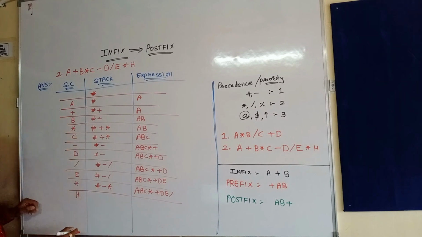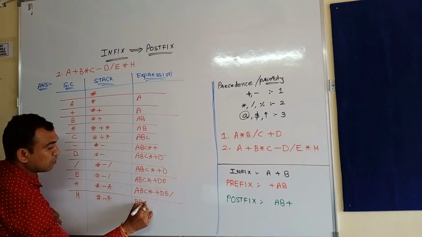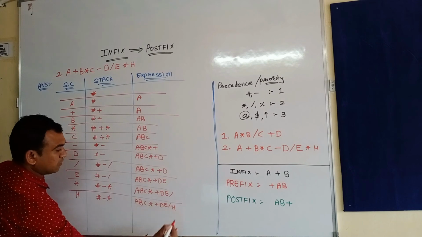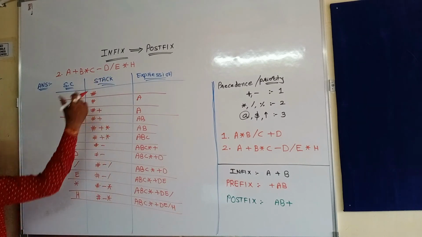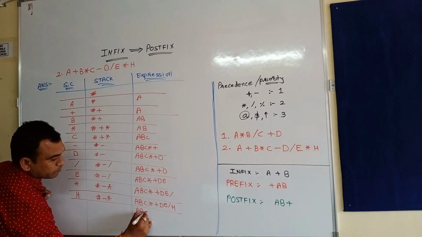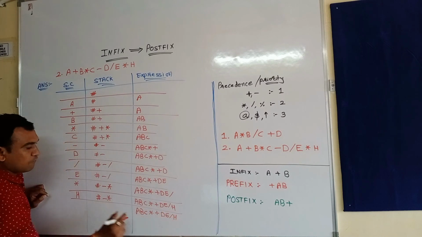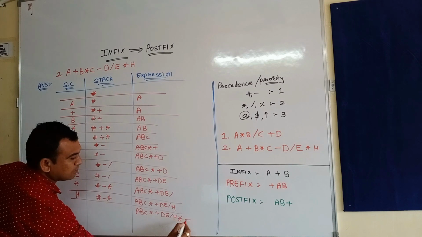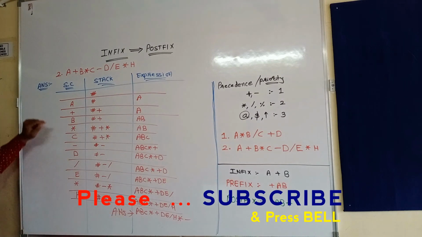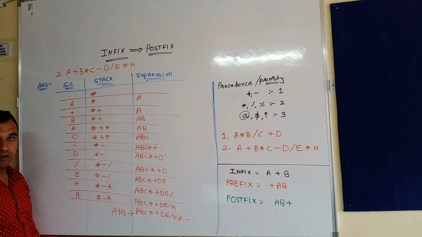Now we have H. Again, whenever an operand comes, we directly put it into the expression. So our expression is like this. After H we have nothing, so we will empty our stack. First multiplication and then minus, and this will be our answer. So our infix expression is converted into this postfix expression.